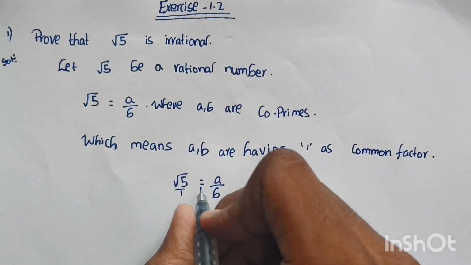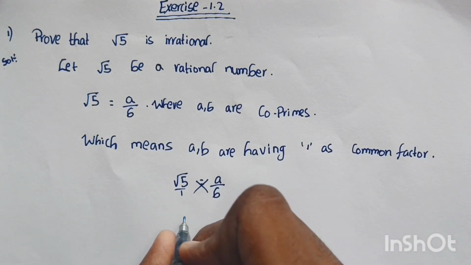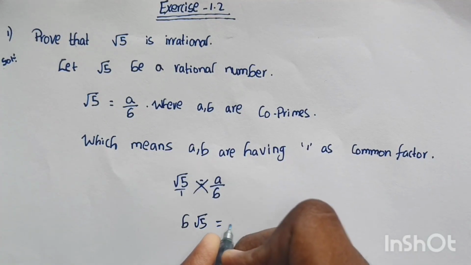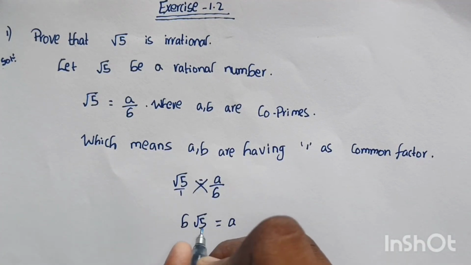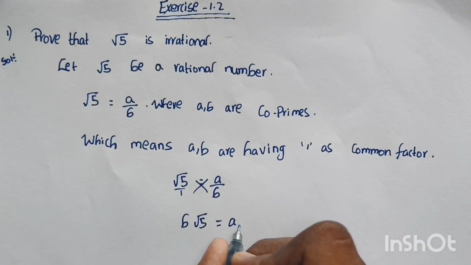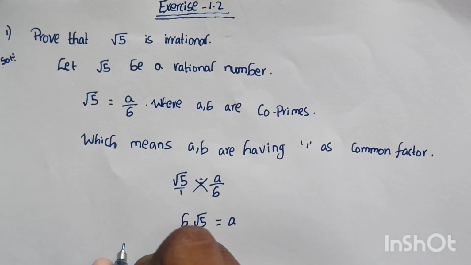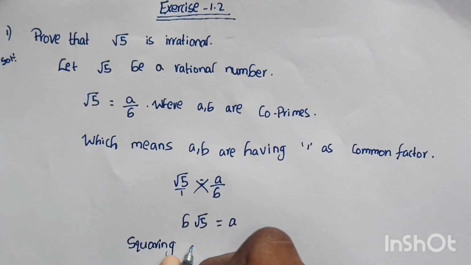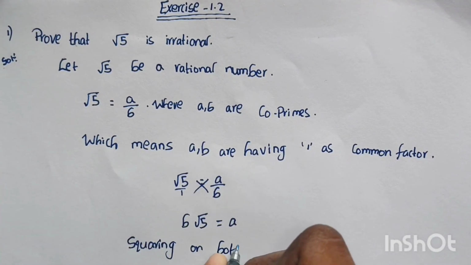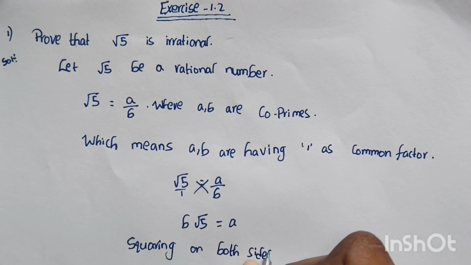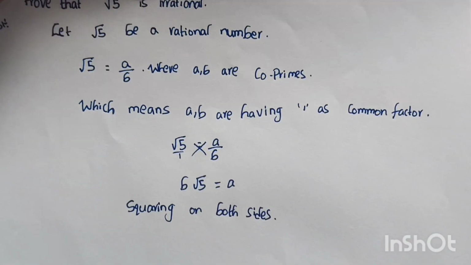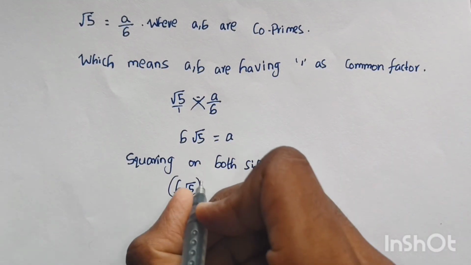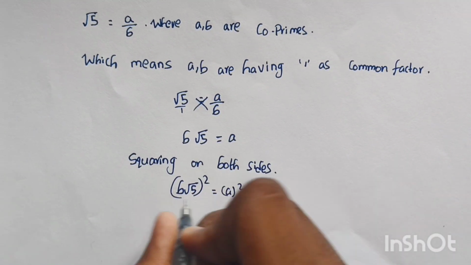Here there is a denominator of 1, so cross multiplication gives b into root 5, b root 5 equal to a. So we got b root 5 equal to a. Here we do squaring on both sides. b root 5 whole square equal to a square.